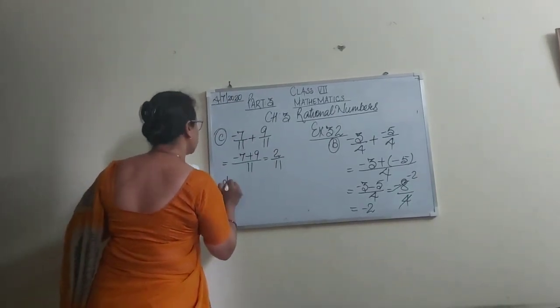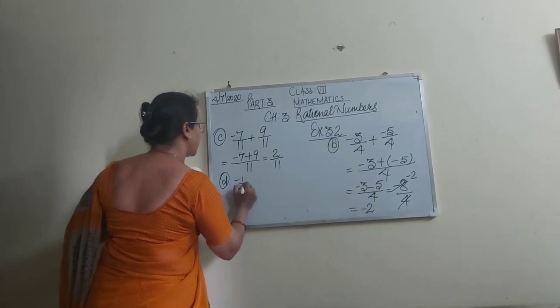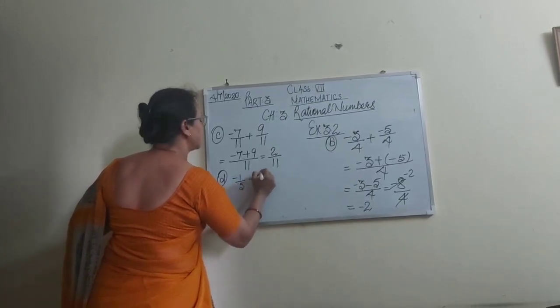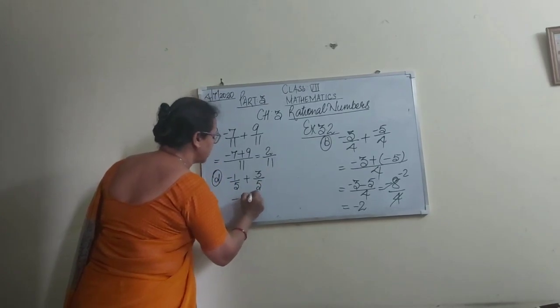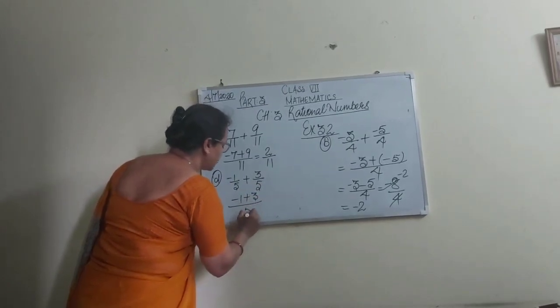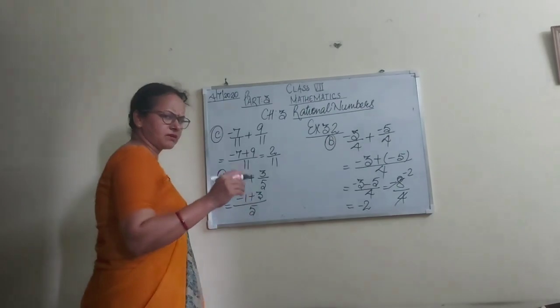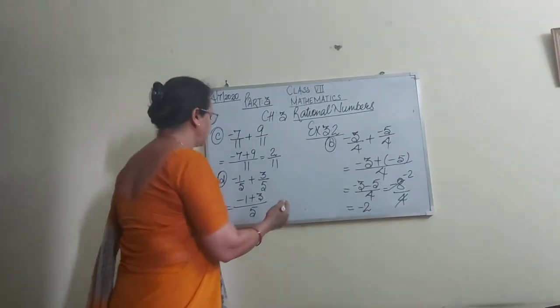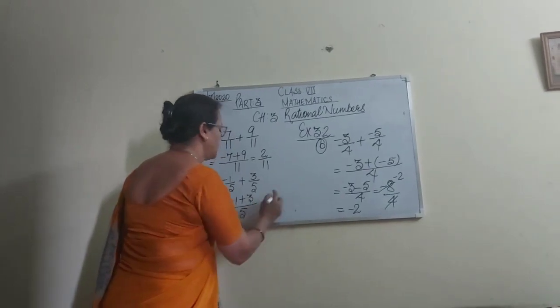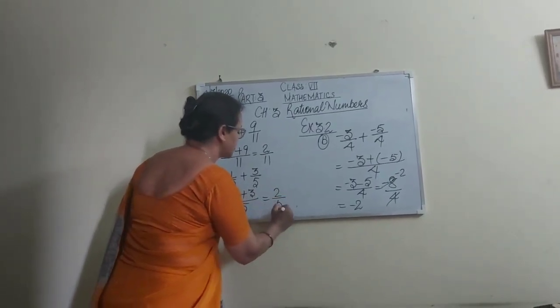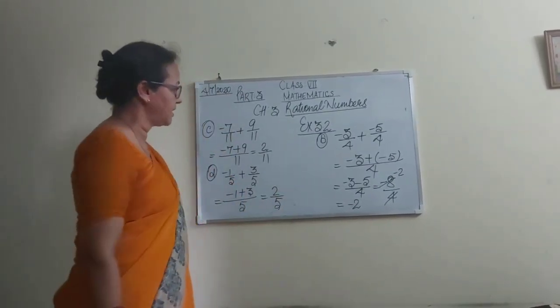B part is minus 1 by 5 plus 3 by 5. What will it be? Minus 1 plus 3 by 5. Do you understand what I am doing? It is not a difficult task because we have done it in previous classes also. 3 minus 1 is 2. 2 by 5. This is the answer of question number 1.